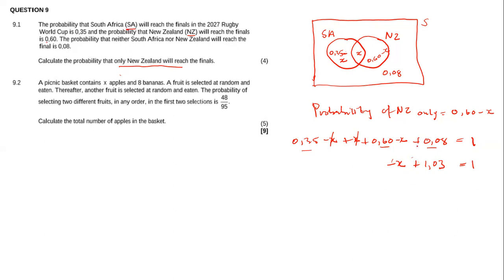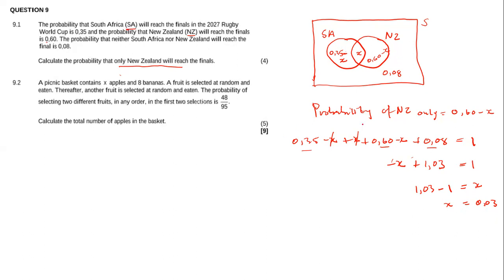Now, I'm going to transpose X to the other side of the equation. It's going to be positive X. I transpose 1 to the other side of the equation. It's going to be negative 1. So in this case, my X will be 1.03 subtract 1, which is going to be 0.03. So now we managed to get the intersection between South Africa and New Zealand.